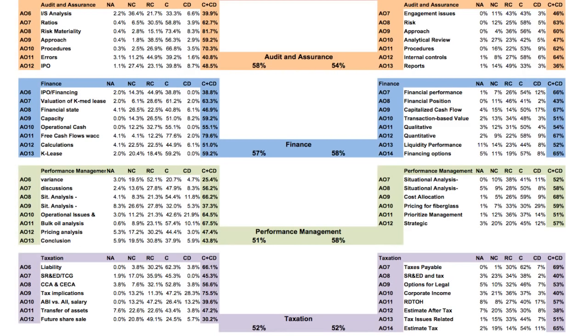Finance remained pretty stable, 57 to 58%. Performance management, 51, jumped to 58%. And tax remains at about 52%. Now, why am I sharing this data with you?